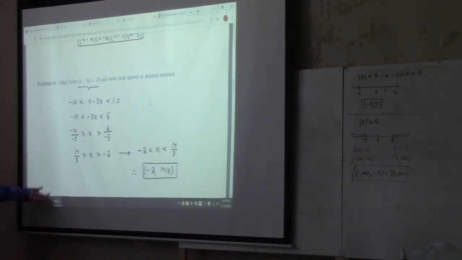So any questions about this one? What I did was I said, okay, so that's less than 10, so I do minus 10 less than that, less than 10. And then I simplify the inequality by subtracting 4 across it. And then I divided by minus 3, which flipped the inequalities, right? And then that's 14/3 bigger than x, bigger than minus 2, which gives me that interval.